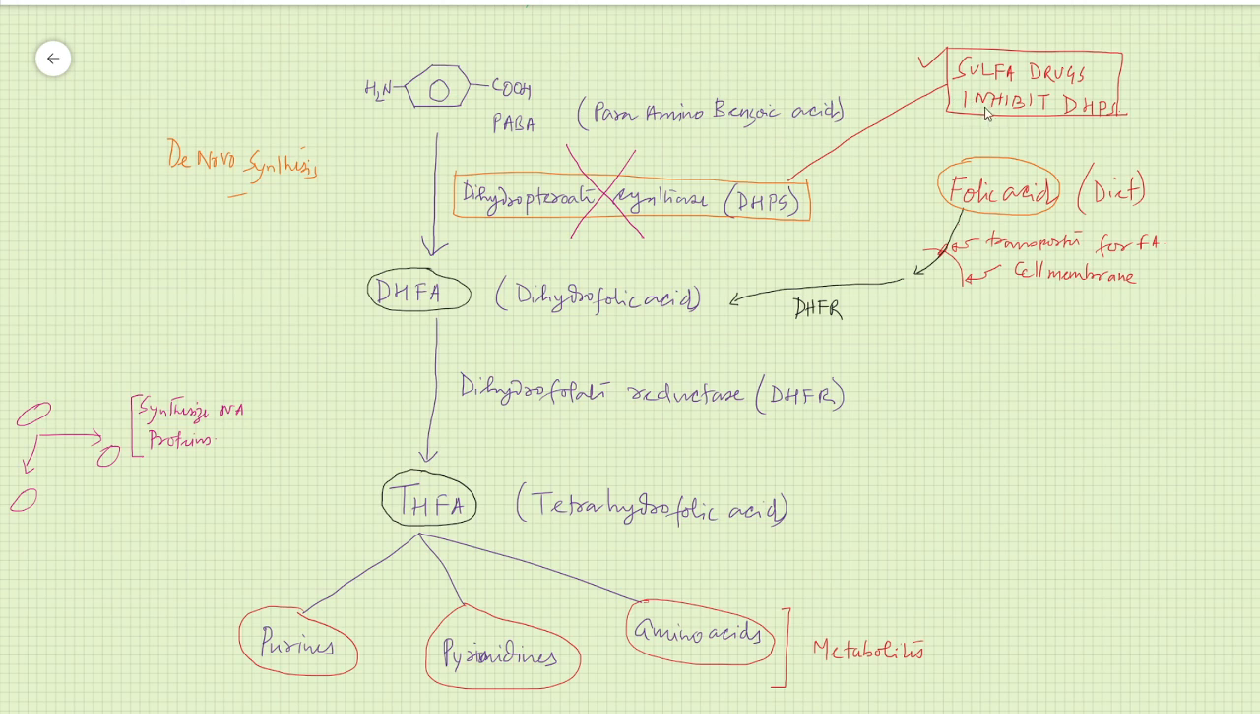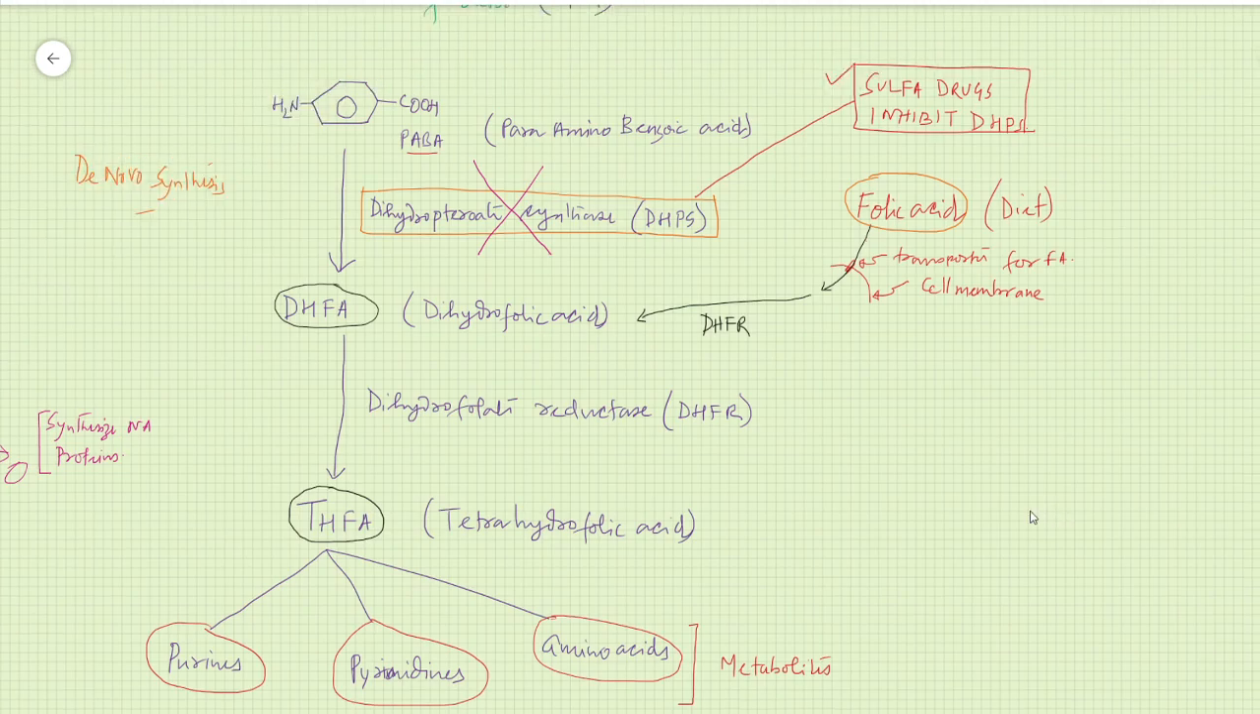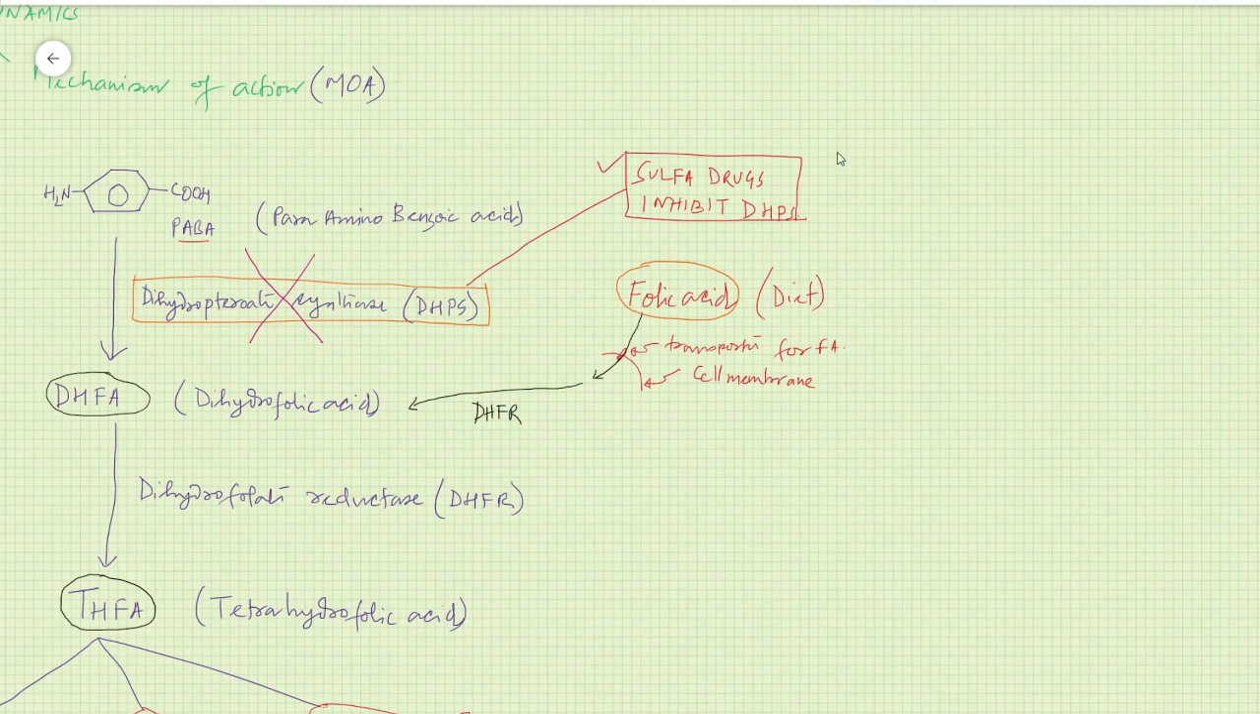So what is our sulfa drug doing here? It is interfering with the metabolism of para-amino benzoic acid. That is why it is called an anti-metabolite. So sulfa drugs are anti-metabolites. Now we can define what anti-metabolites are. Anti-metabolites are structural analogs.